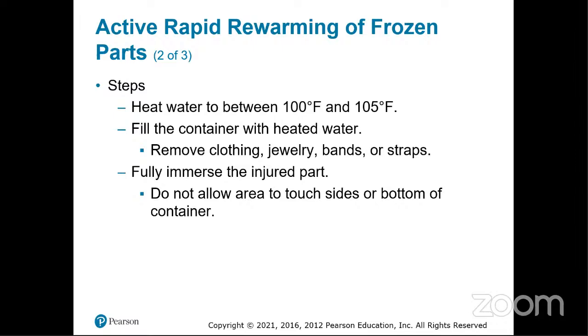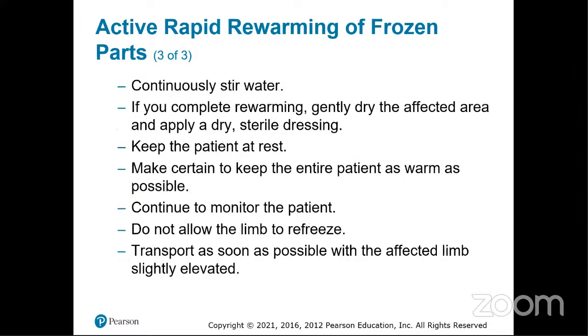Remove clothing, jewelry, bands or straps, fully immerse, and do not allow the area to touch the sides or the bottom of the container. Continuously stir the water. When you complete the rewarming, gently dry the affected area, apply a dry sterile dressing, and keep the patient at rest. Make certain the entire patient is as warm as possible. Continue to monitor the patient. Do not allow the limb to refreeze, and transport with the limb slightly elevated.